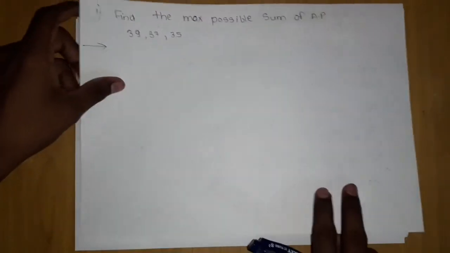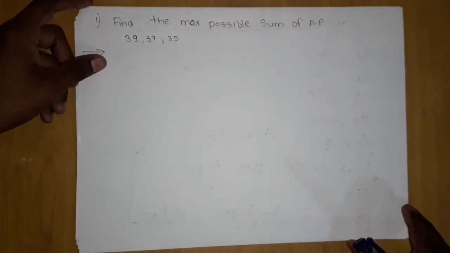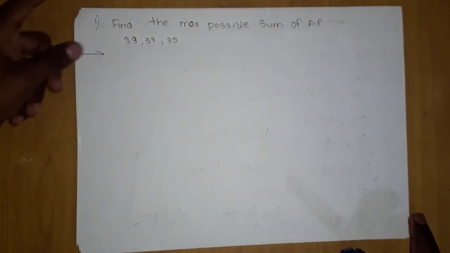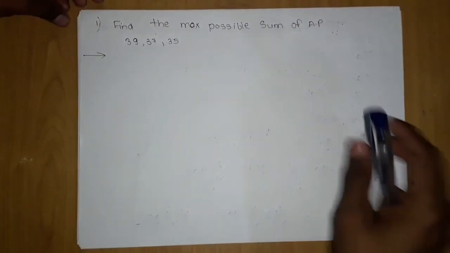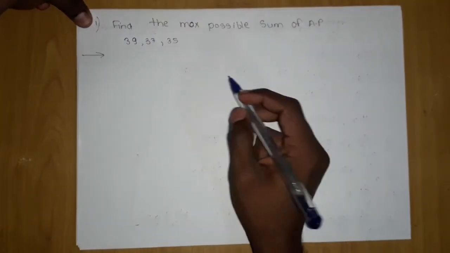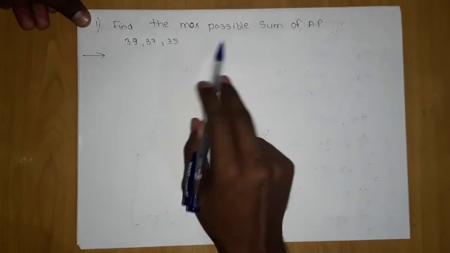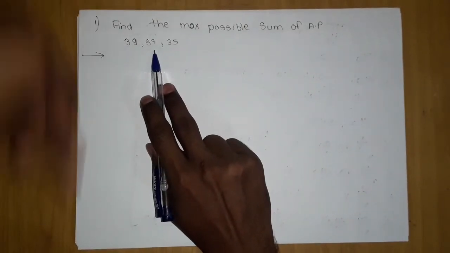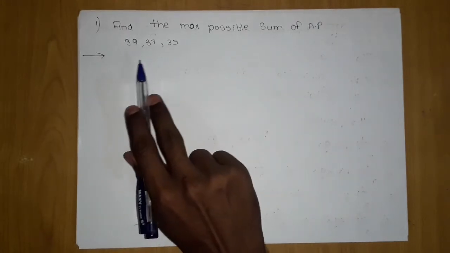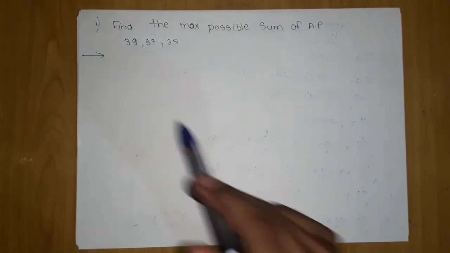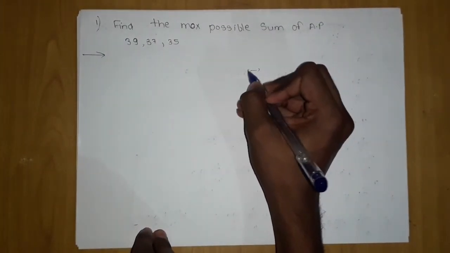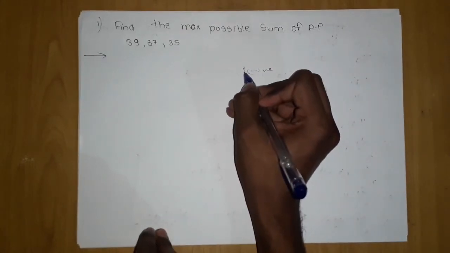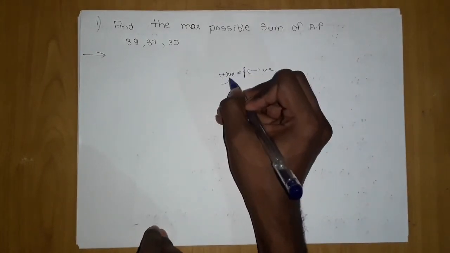The questions are like this. Find the max possible sum of AP. In these types of questions, first you should understand the question, that it is telling max possible sum of AP. Now just see this sequence: 39, 37, 35. It is reducing continuously, so at some point it will be negative, and before that it will be positive. So we want to find this last term.